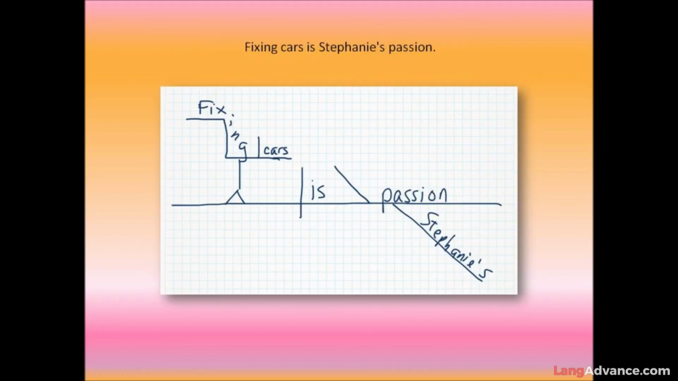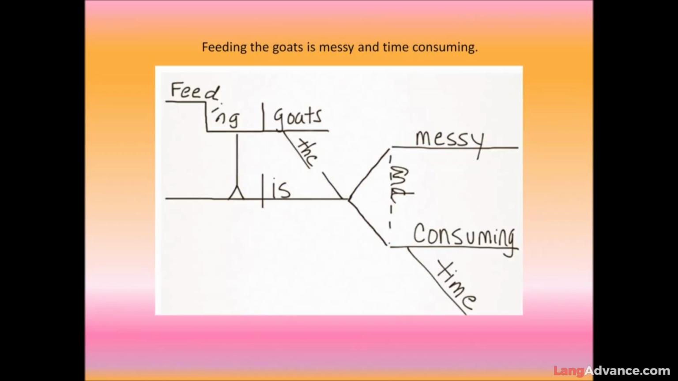Fixing cars is Stephanie's passion. Fixing cars is the gerund subject with its own object. Is the linking verb. Passion is the predicate nominative, and Stephanie's describes passion. Feeding the goats is messy and time-consuming. Feeding the goats is the gerund subject, is the linking verb, messy and time-consuming is the predicate adjective, the compound predicate adjective. Messy on the top line, consuming on the bottom line, time describing the type of consuming it is.